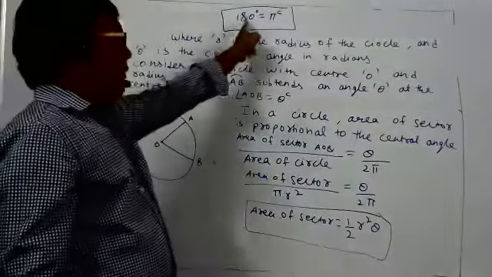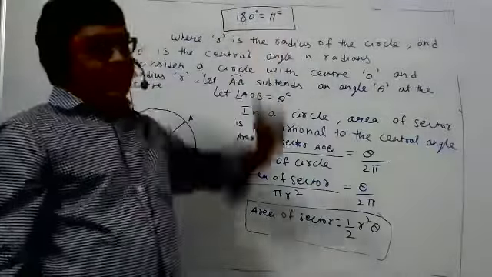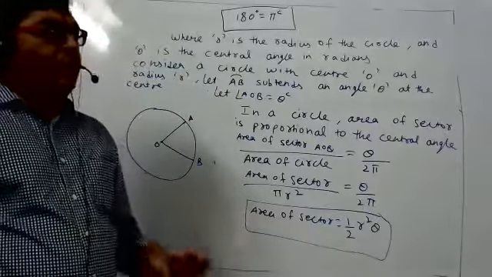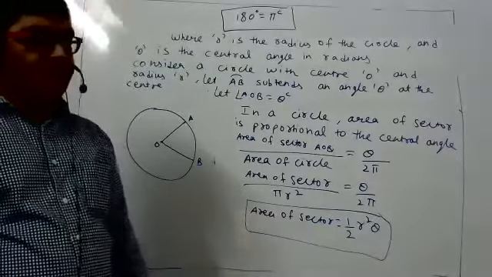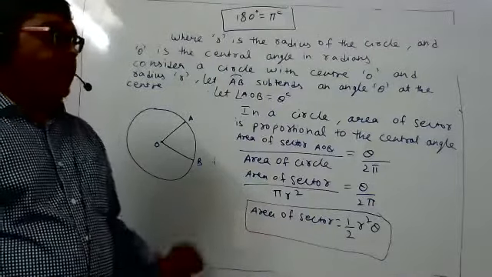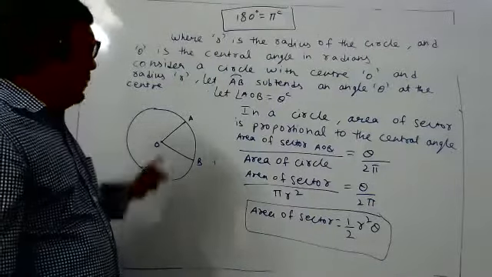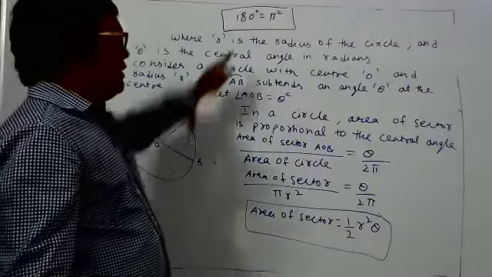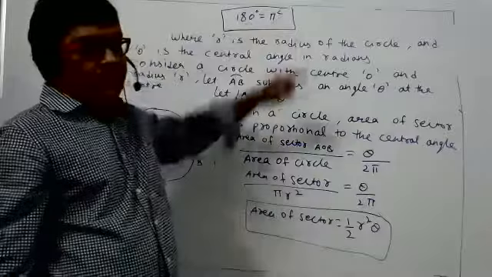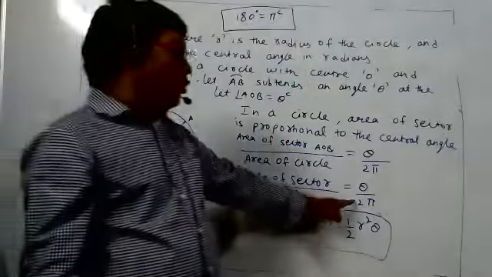Remember this formula: 180 degree is equal to pi radian. So whenever you want to say 180 degree, from now on you say pi radian. People will understand that you are saying 180 degree only. So the complete angle is 360. 180 is pi, so 360 will be how much? 2 pi. That's why I wrote 2 pi.